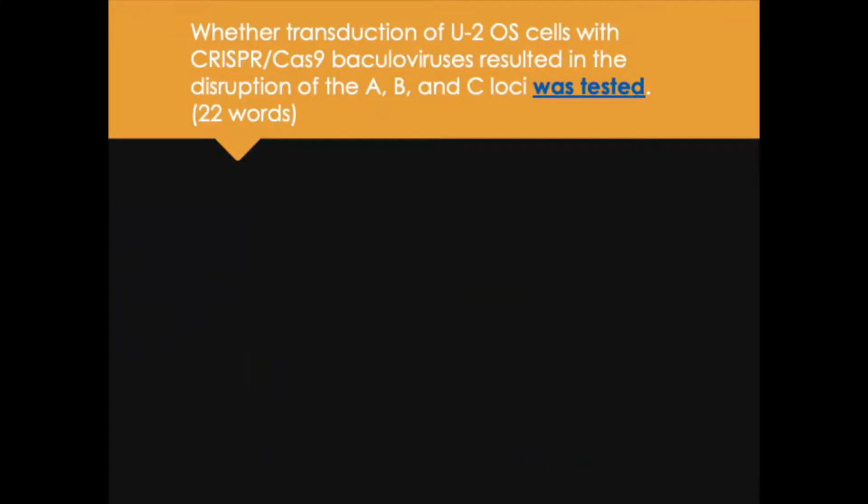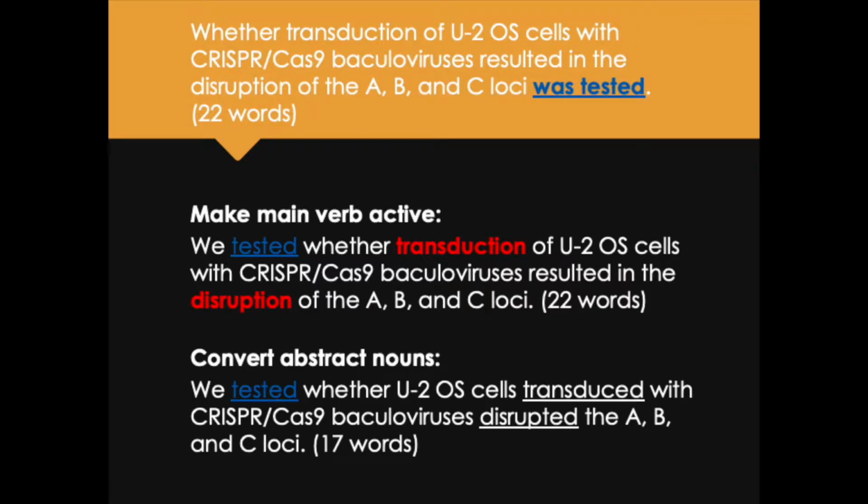Here's another example of making active verbs instead of passive verbs. The original sentence says, whether transduction of U2OS cells with CRISPR-Cas9 baculoviruses resulted in the disruption of the A, B, and C loci was tested. So that's a really long subject and then a passive verb, was tested. So the first thing I would do is make the verb active and give the sentence an agent. We tested whether transduction of U2OS cells, etc.